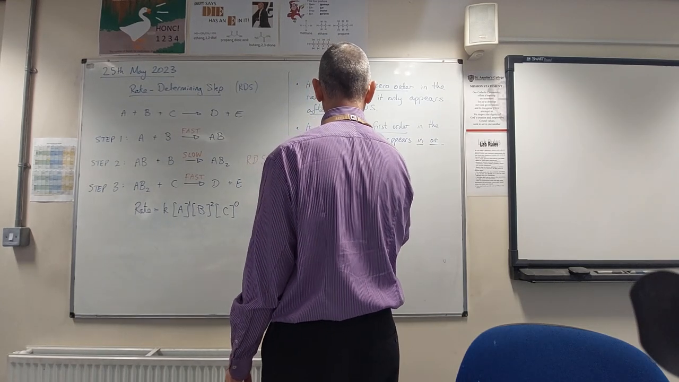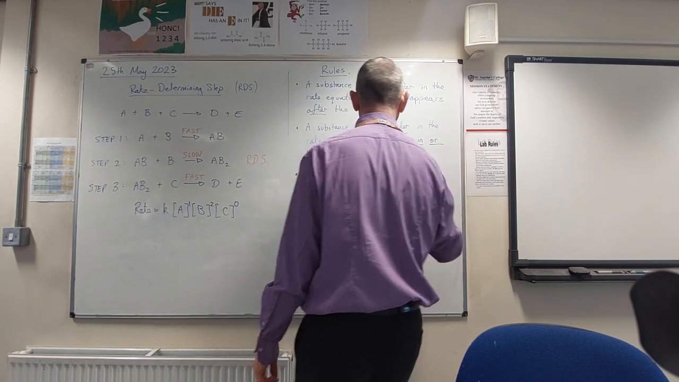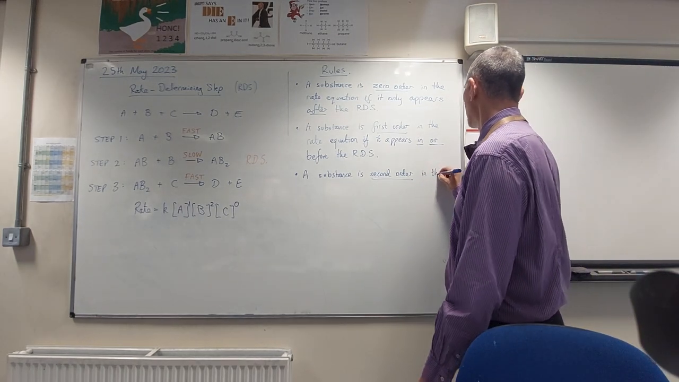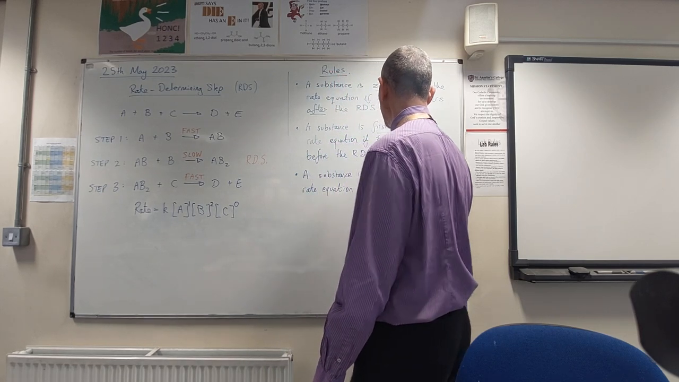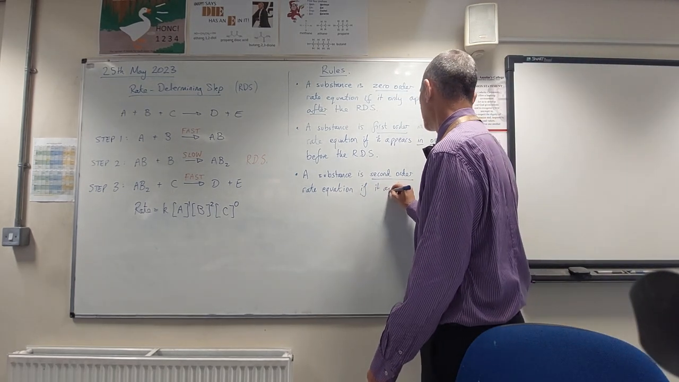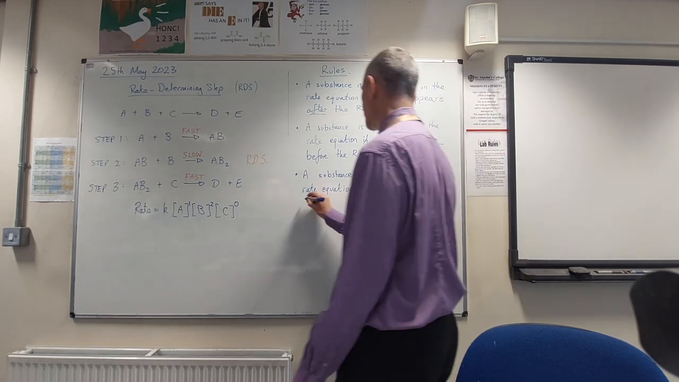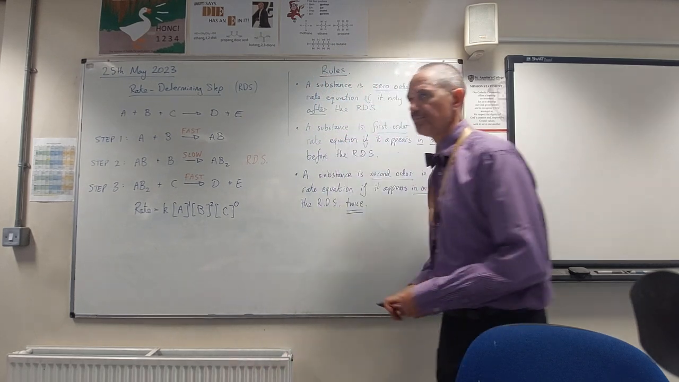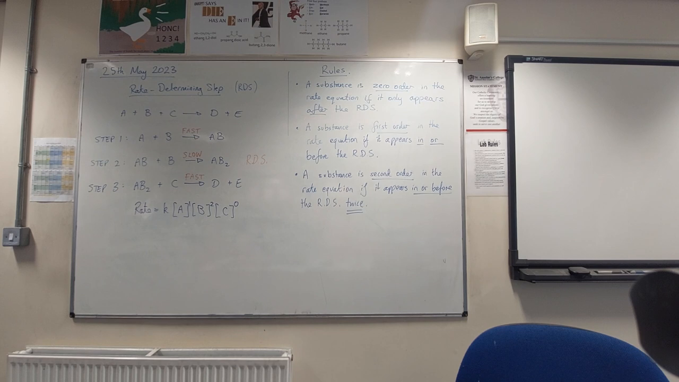So, hello, ask your question. If B appears in, or, so it's in and before. The exactly second, right. Not in or before. So a substance is second order in the rate equation if it appears in or before the rate determining step twice. A substance is second order if it appears in or before the rate determining step twice.